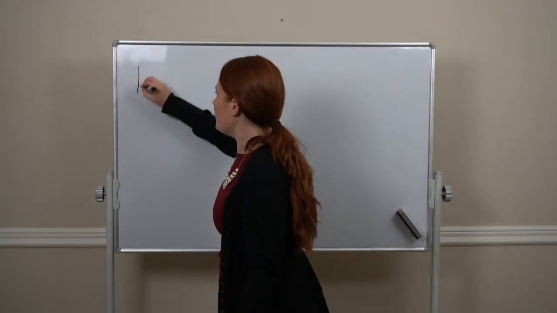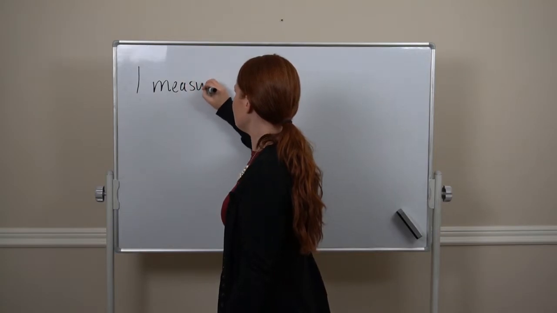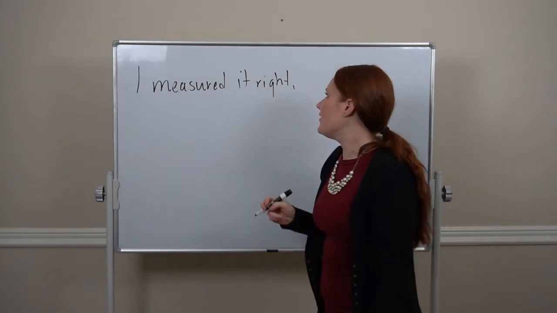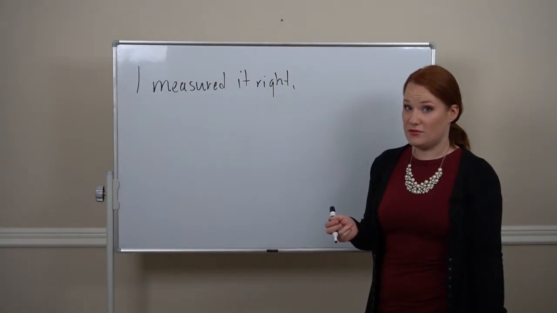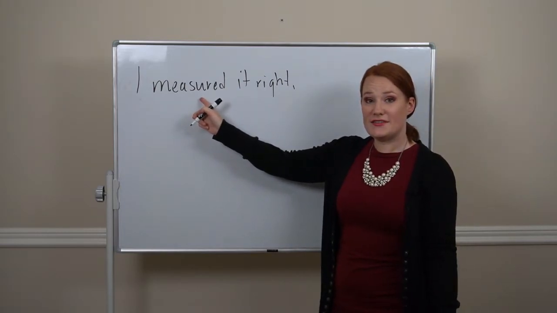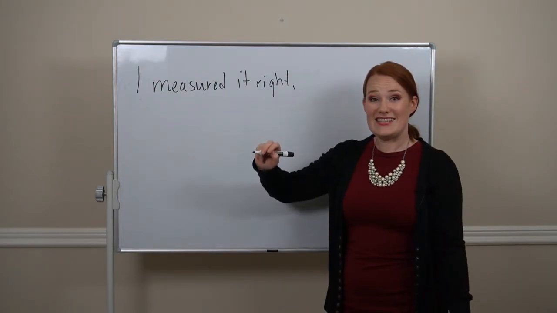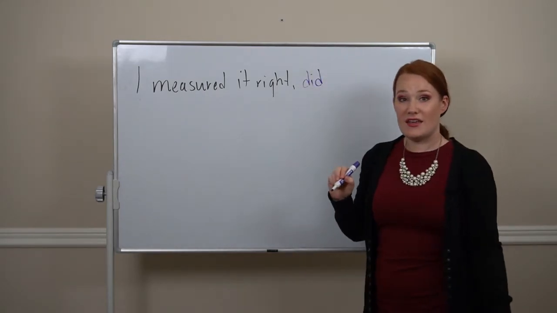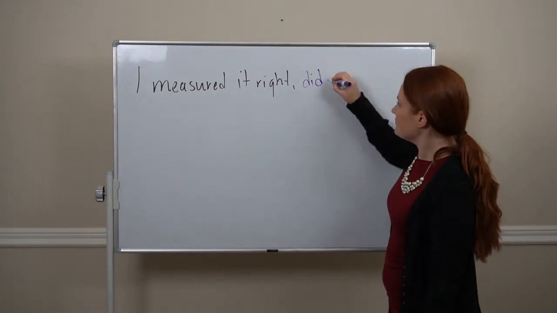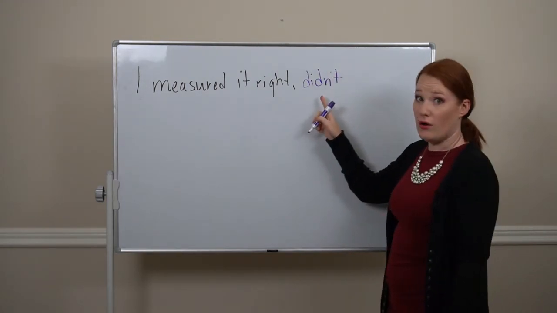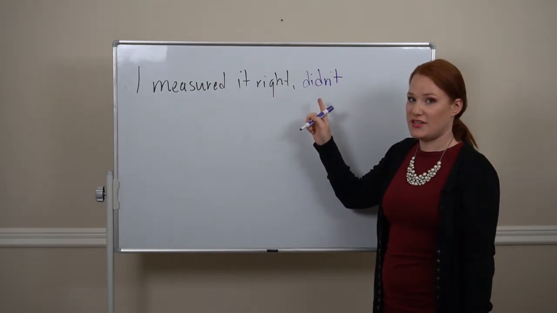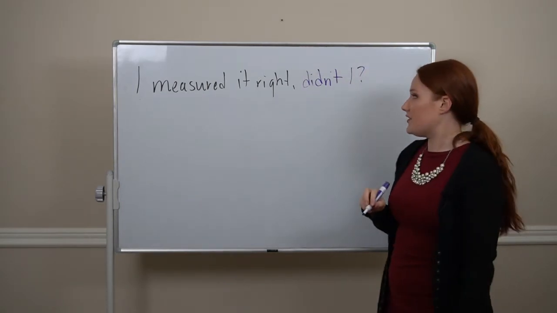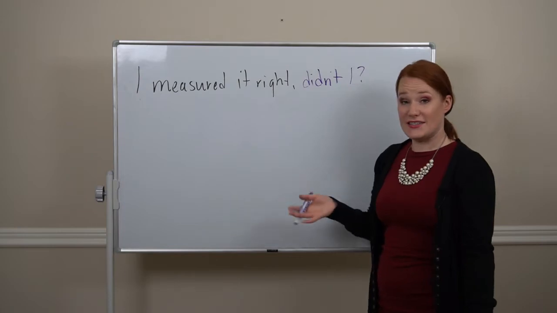You start with your statement. And then we need the auxiliary verb. We've got past simple tense, so the auxiliary verb is did. So we do the auxiliary verb, then we make it negative. Always use contractions in question tags, not did not I, but didn't. And end it with that same subject. So, I measured it right, didn't I?